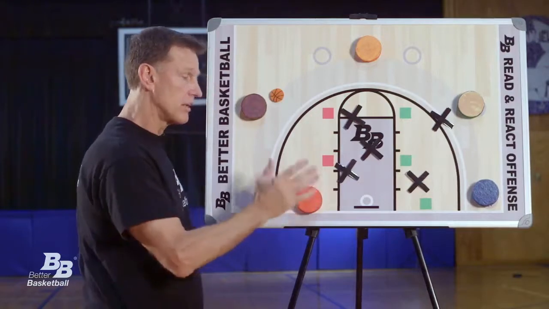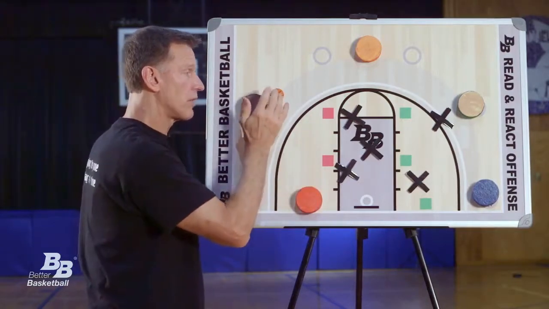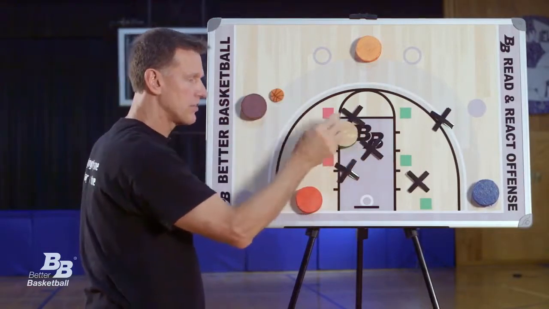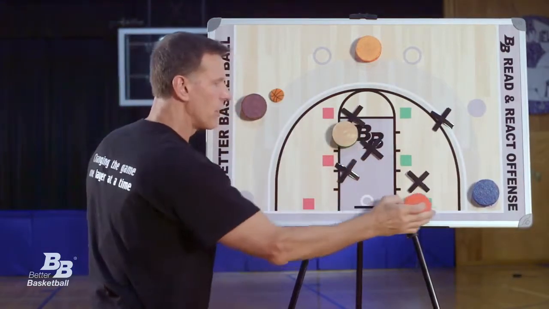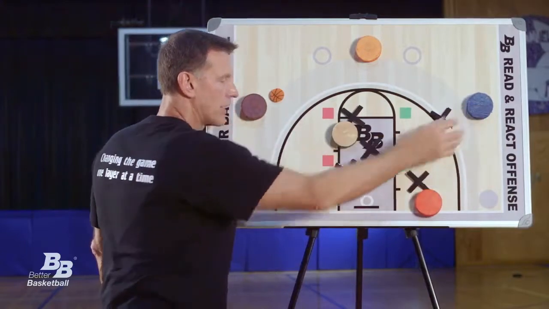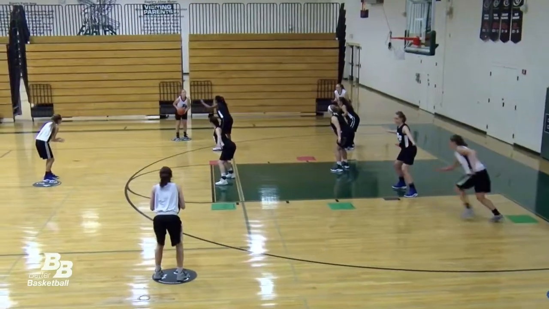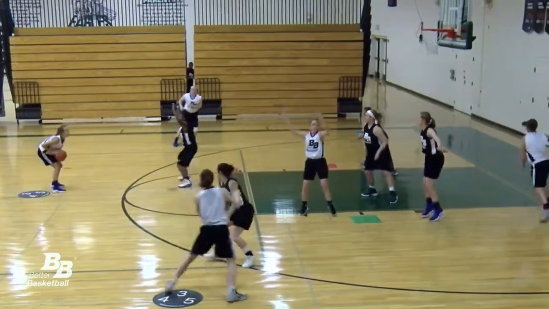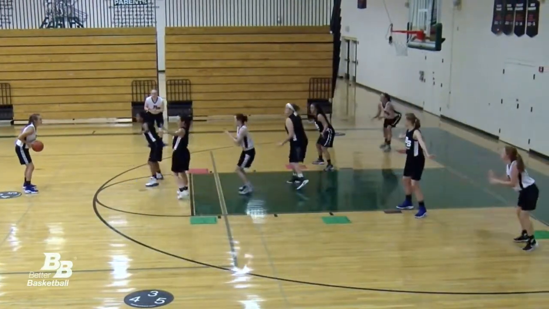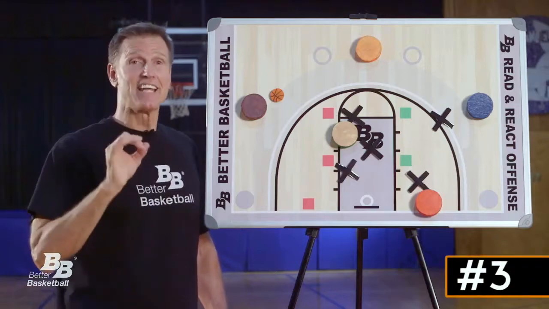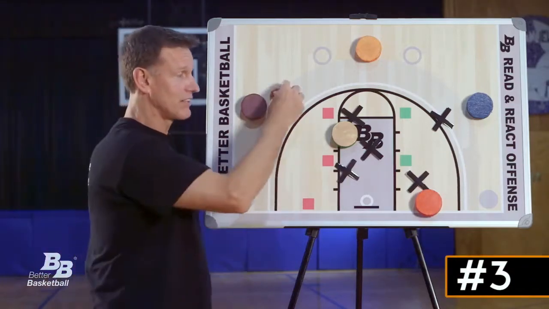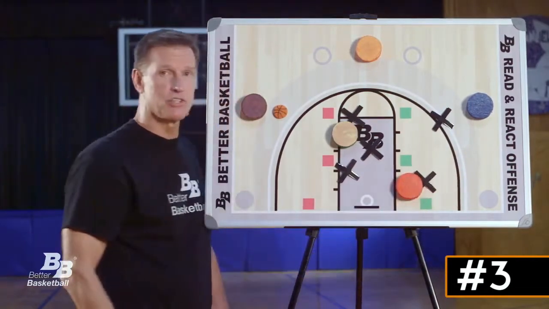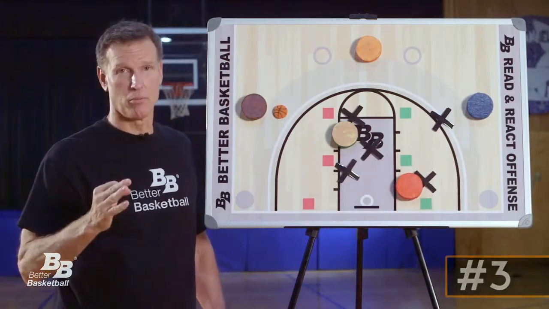weak side flank. Now, if this player catches and there's not an immediate pass to the nail of the flank, then you're moving away to the weak side to get back to the weak side flank. Number 3, get inside position like this. Shot goes up from here, get inside position, and rebound the heck out of the ball.